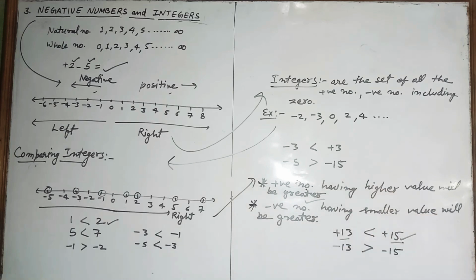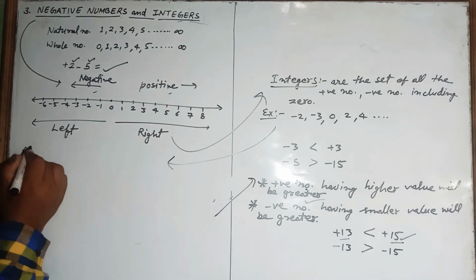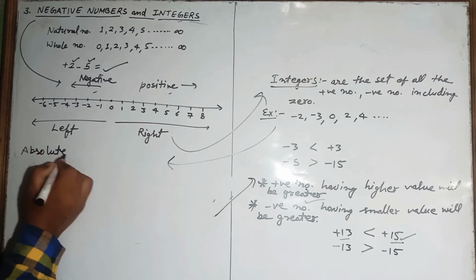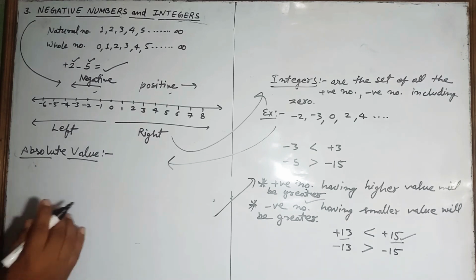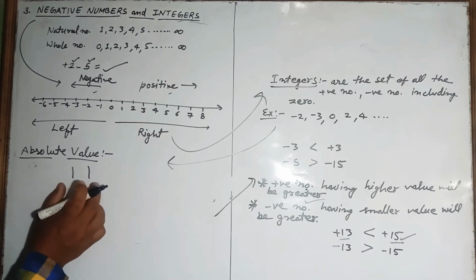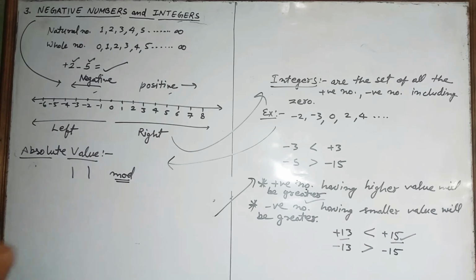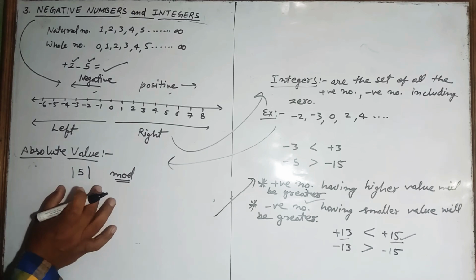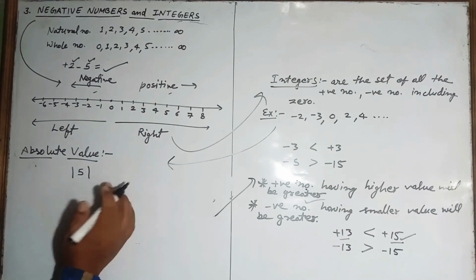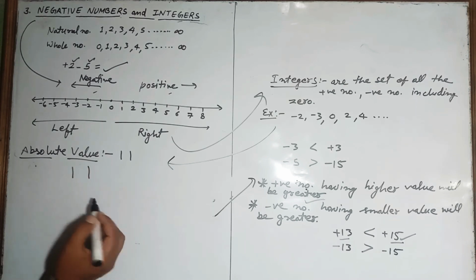Now come to the absolute value of an integer. So what does the absolute value mean? We represent it with this sign, these two vertical lines, read as mod, or modulus, or we can say magnitude also. This one is written like mod 5, we will read it as mod 5. So what this mod is, this is nothing other than the distance of that number from 0.